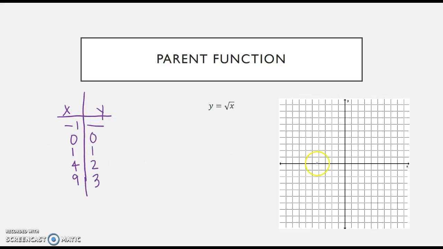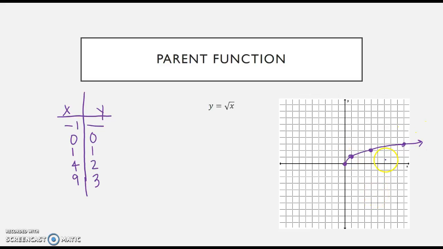So I'm just going to plot these points. We've got 0, 0. 1, 1. And then we skip to 4, 2. And 9, 3. Alright, and I'm not going to have any negatives because I can't take the square root of a negative number and get a real number, so it's not going to be on my graph. So I have no negatives this way, so that means my graph is going to start at 0, 0 and go up like so. Right?